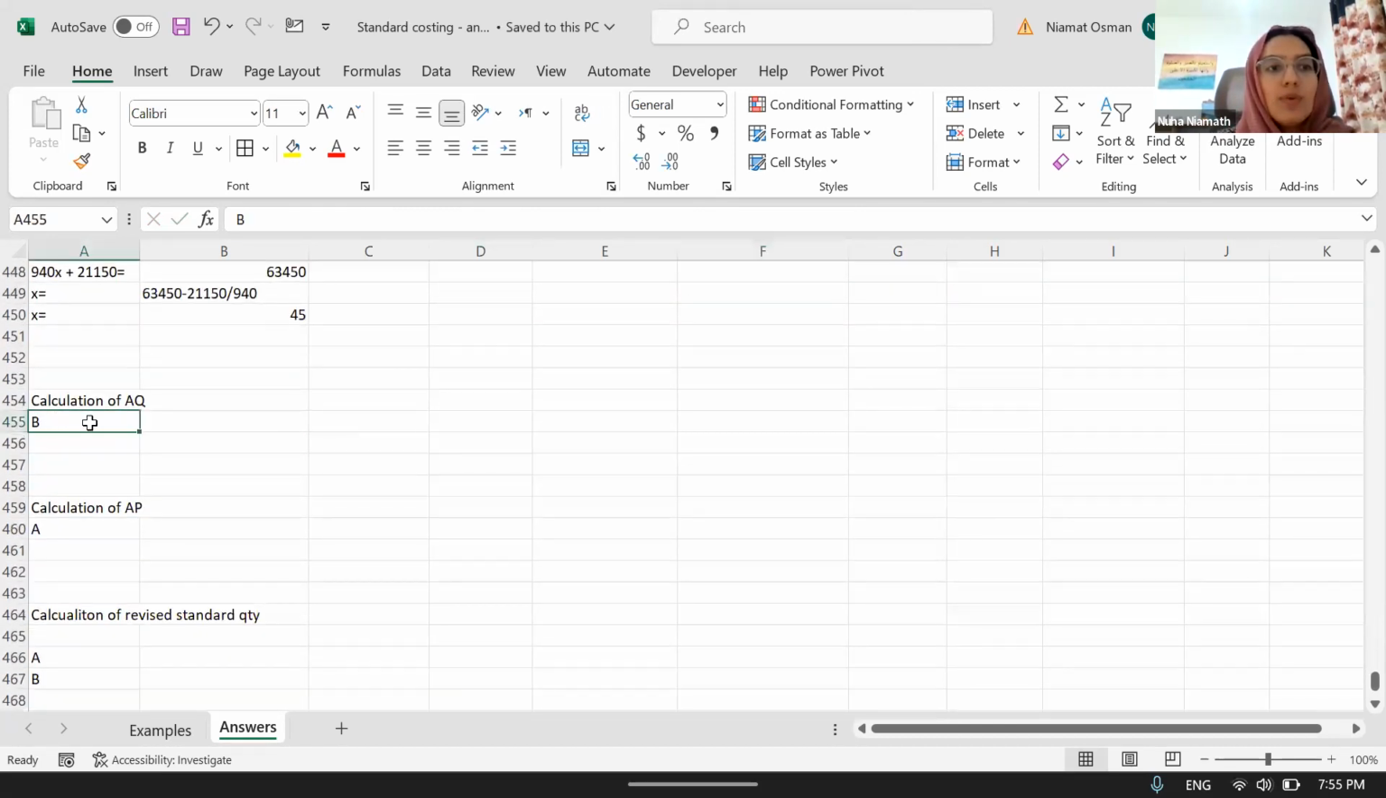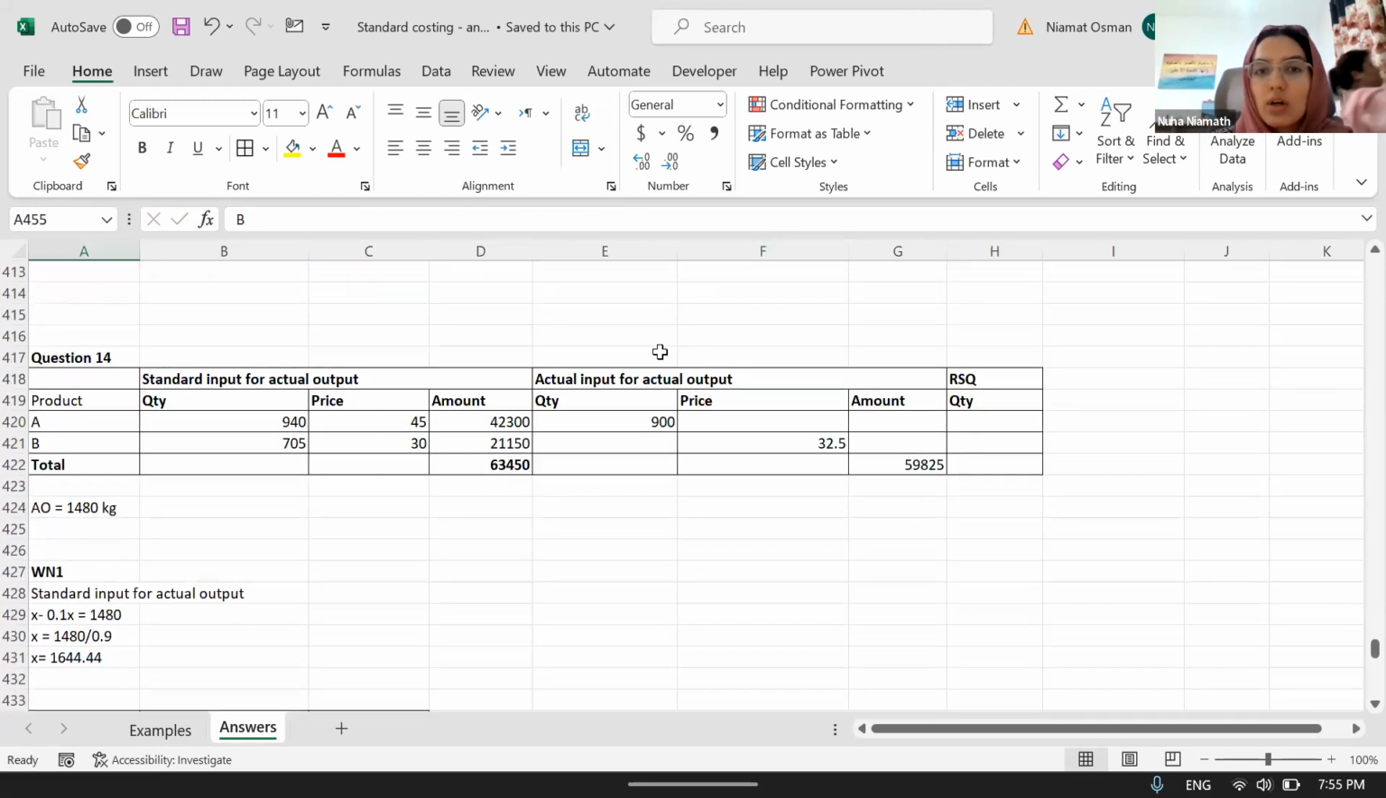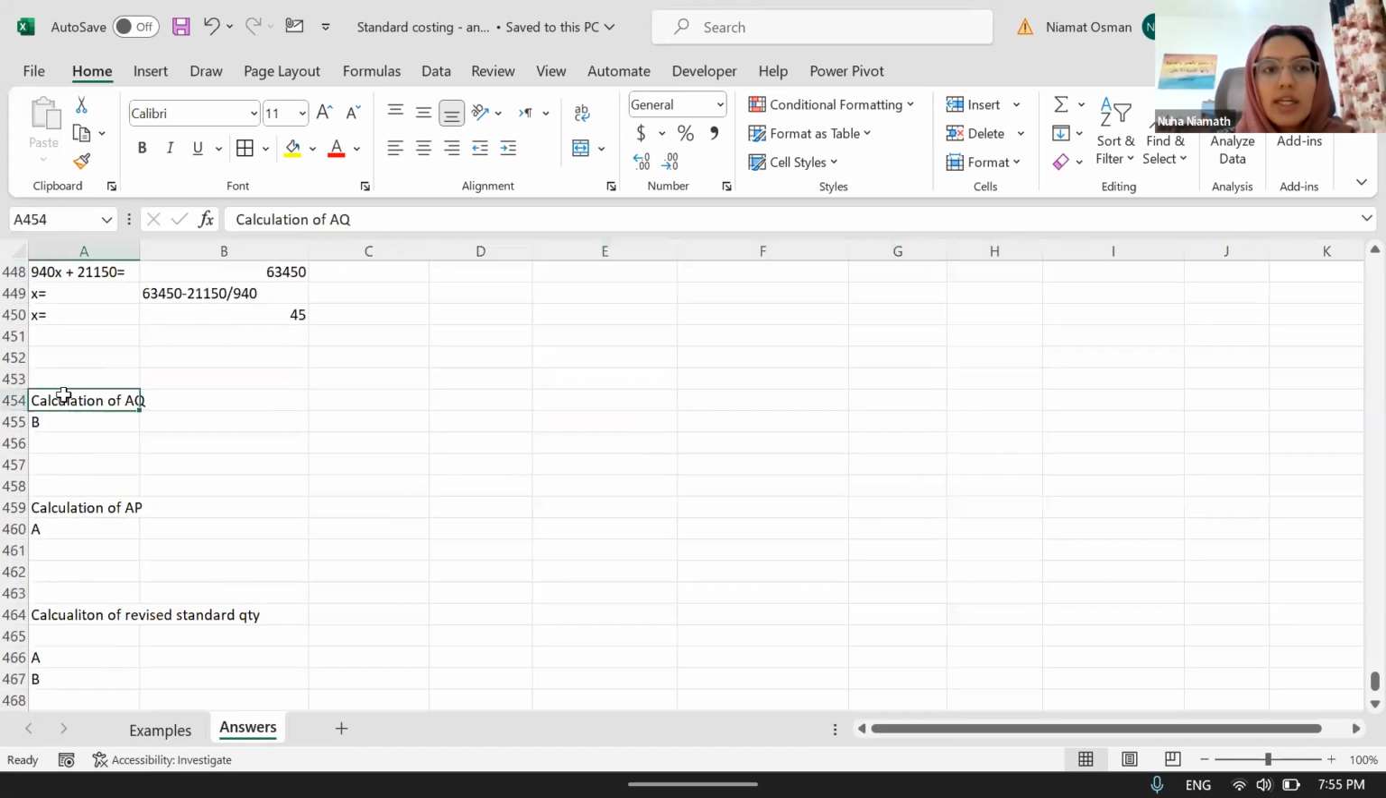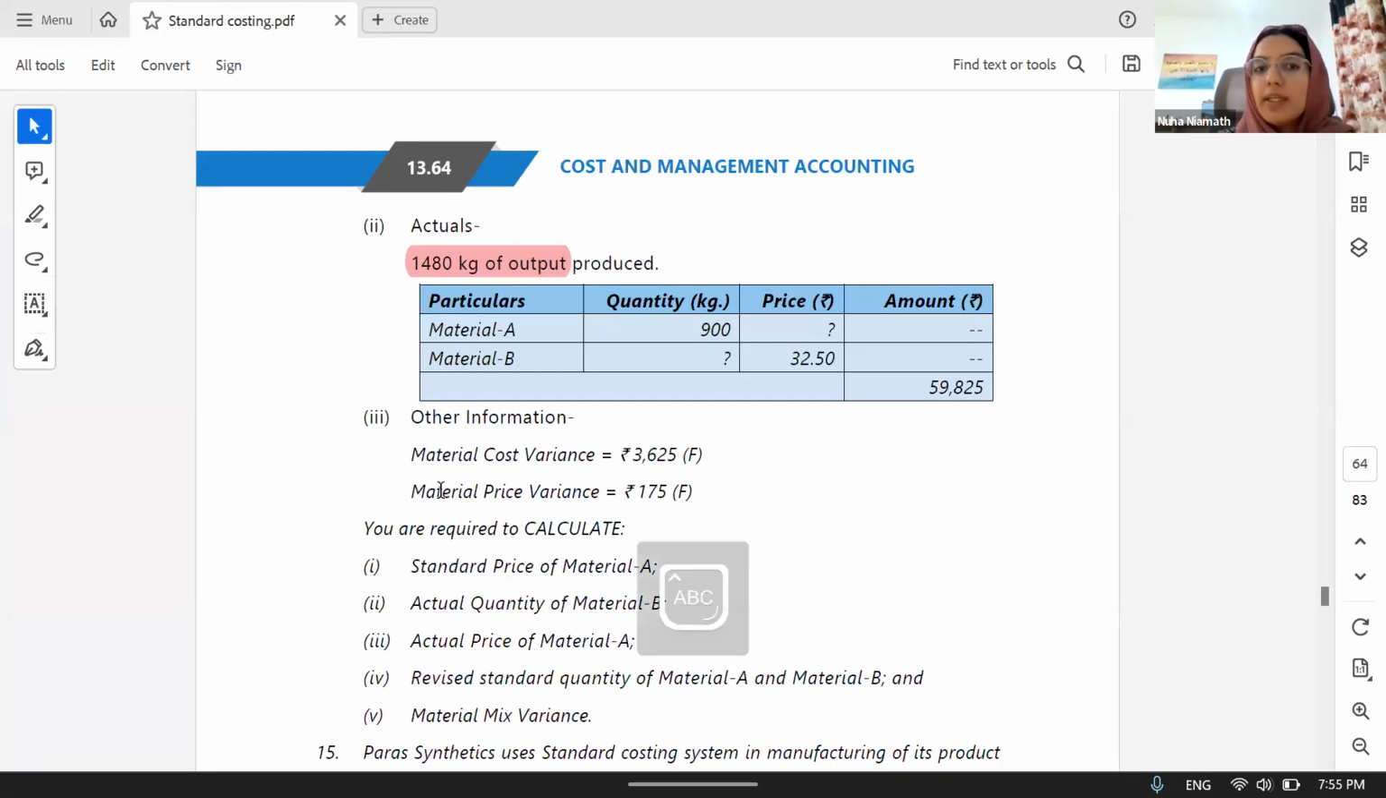Now if you go to the next part, what is missing here in this second table? Actual input. Quantity is missing for B. Price is missing for A. So let's start with quantity for B. That is AQ for B. How do we calculate AQ for B? What we have now is material price variance, isn't it?